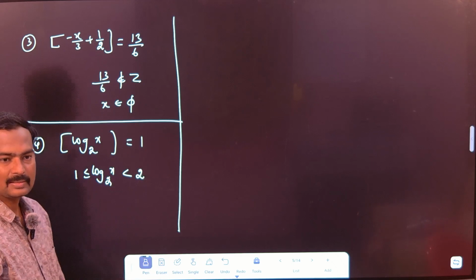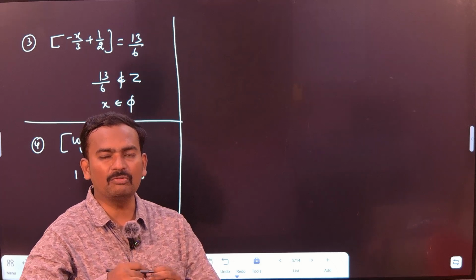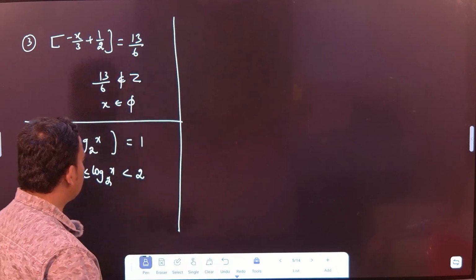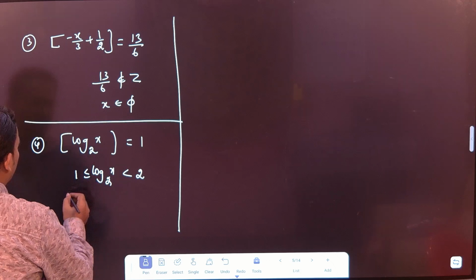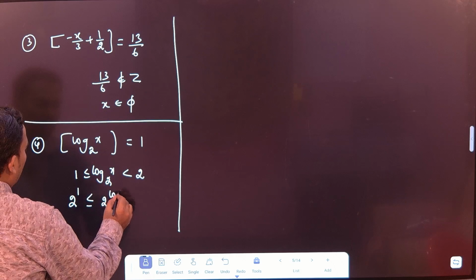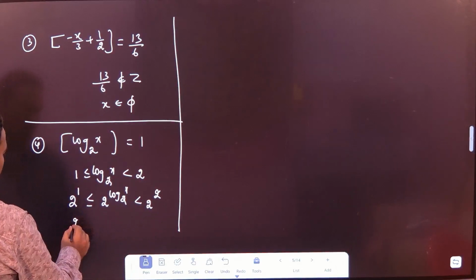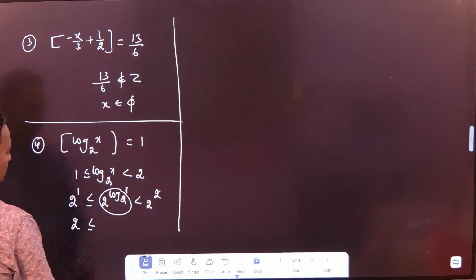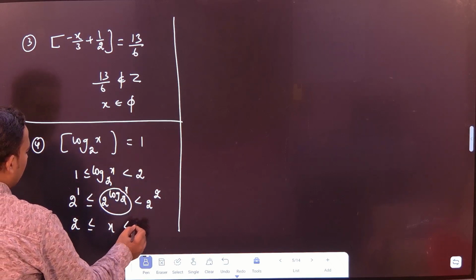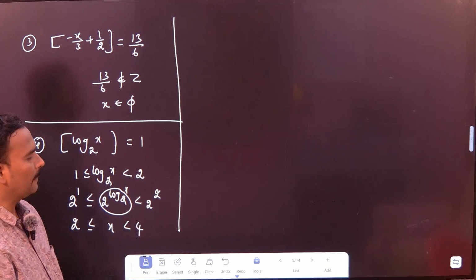So we need x. How to remove the log base 2? The inverse process, right? What is the inverse of log base 2? You have to raise the base 2 to the power. So 2 power 1 is less than 2 power log x base 2, which is less than 2 square. You know that 2 power log base 2 is x. So 2 less than x less than 4, right? This is your answer. Okay.